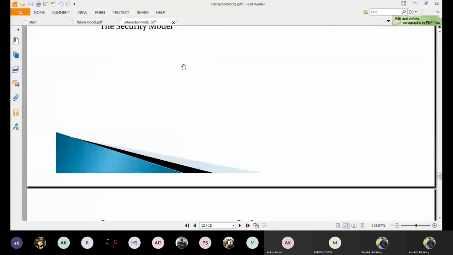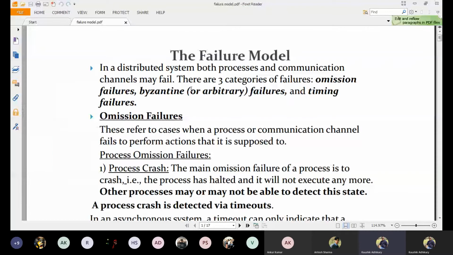So today I will continue with the rest of the fundamental models, that is the failure model and the security model. In the failure model, as you can see, in a distributed system, both the processes and communication channels may fail.